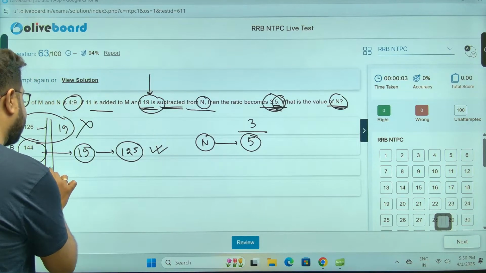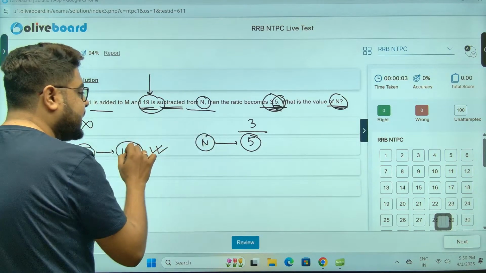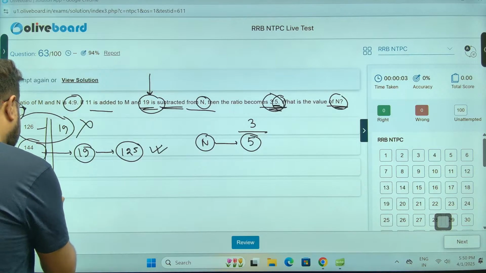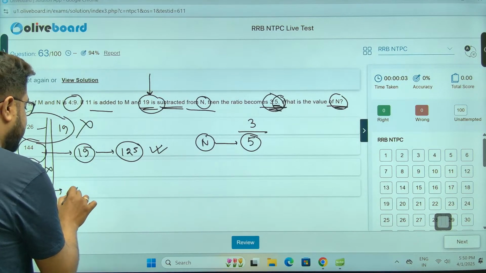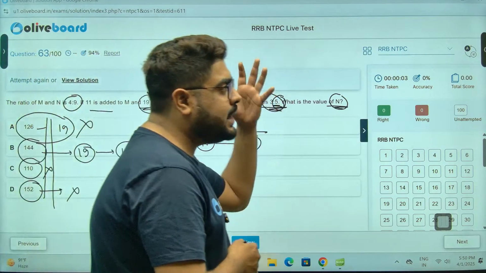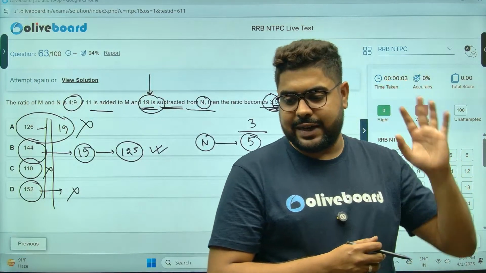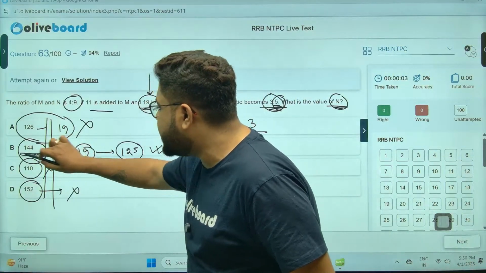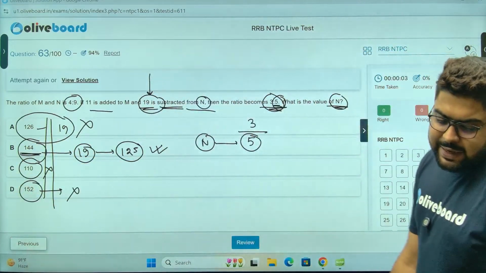This can never be. Actually, if minus 19 gives you a multiple of 5, it has to be ending in this. 152 minus 19 also is not divisible by 5, because divisible by 5 means I need either 5 at the end or 0 at the end. So I won't do the question. I can straight away say option B is my answer. Option B is my answer.